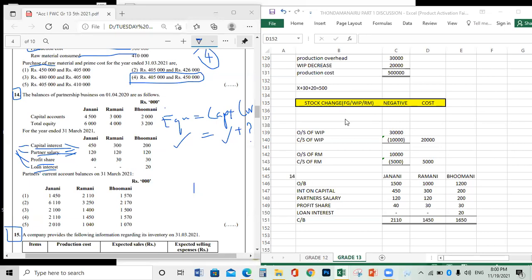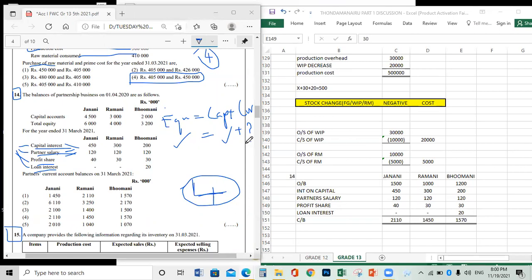Wait, was there a mistake? Did I record partner's salary wrong? Oh yeah, I recorded it as 200, no? Okay, now that's correct. So answer is the fourth one. Guys, partner's salary, it's not 200, it's 120. So that's a mistake I did. So just go through it. That's why the answer was not coming.